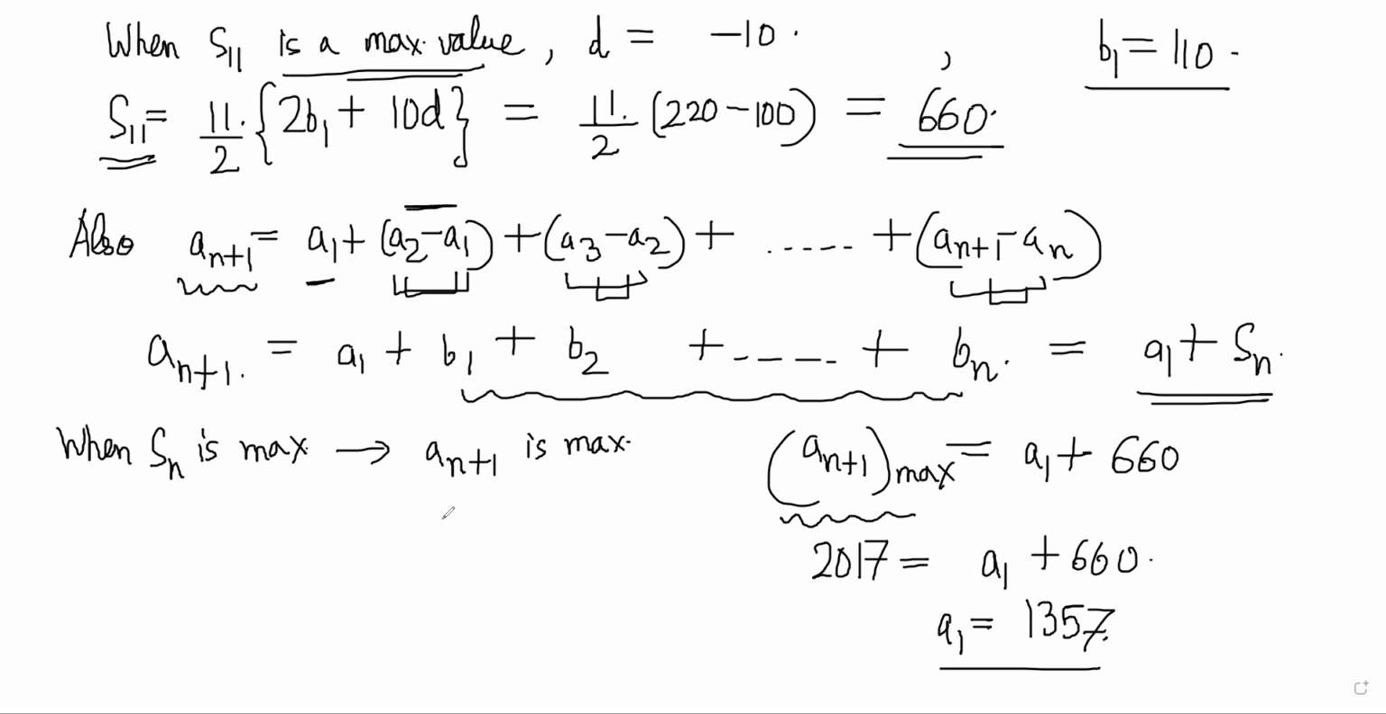What are we doing here? We are saying that An plus 1 could be written as A1 plus Sn, and when Sn is maximum, that is, 660 is the value, then An plus 1's maximum term must be 2017, right? That was given in the problem. So from here we are able to deduce that A1 is 1357. And now we'll just find the general term of this An sequence.